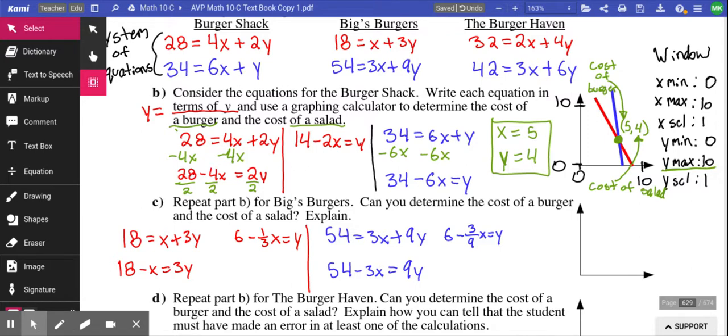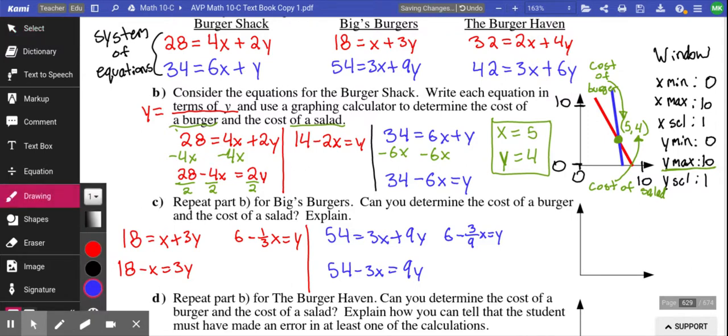Like that. Awesome. Now you can graph both of them again, right? I'm going to use my same window that I did before. I'm going to graph both of them. When I graph both of them, I'm going to get two lines.